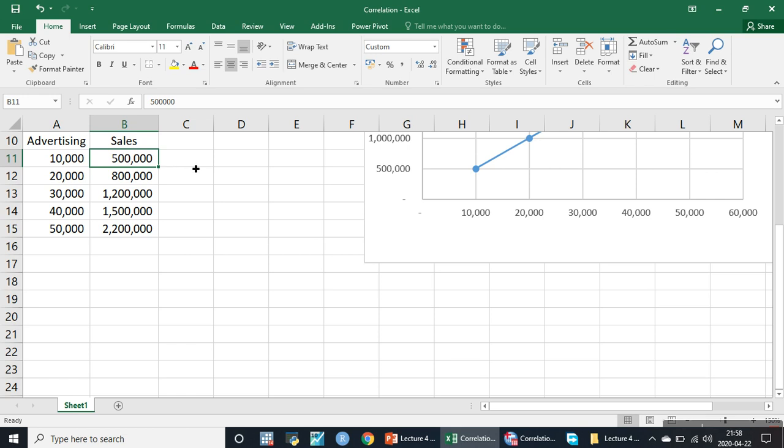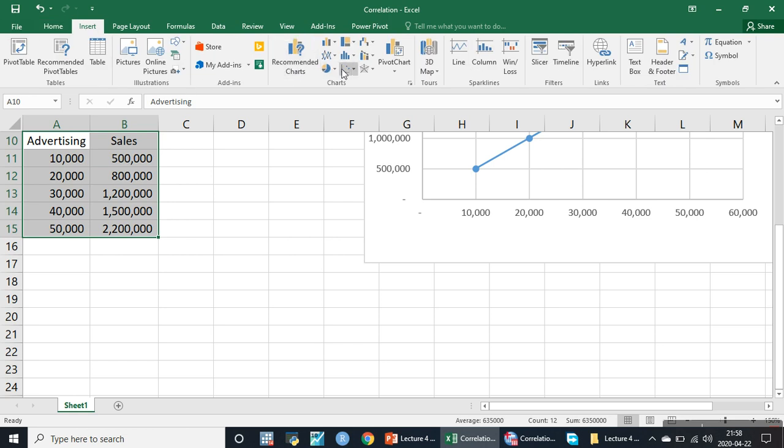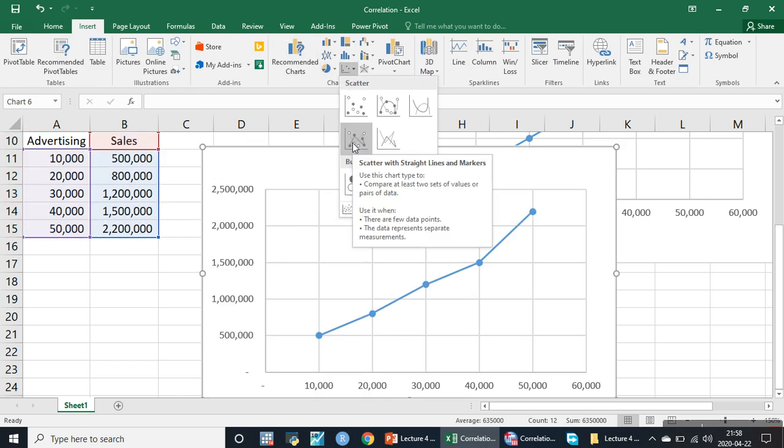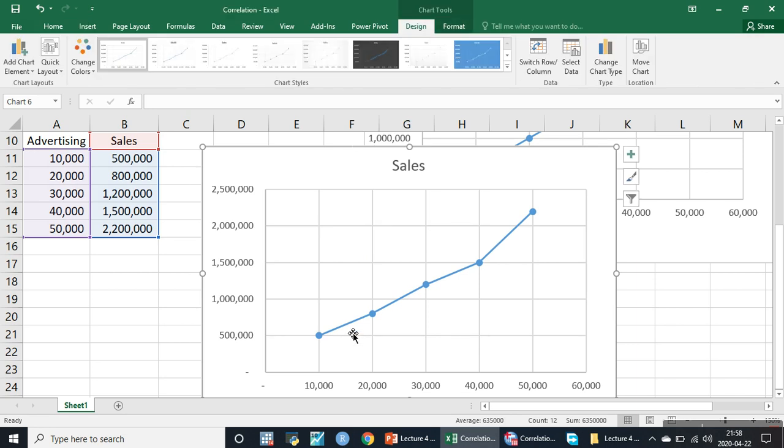So how will we calculate the slope here? First we are going to draw it on the graph. We select these and go to insert, then the scatter graph, and we click on this. The points do not all lie on a straight line. If this were a straight line, the direction would be like this. This would be the straight line.